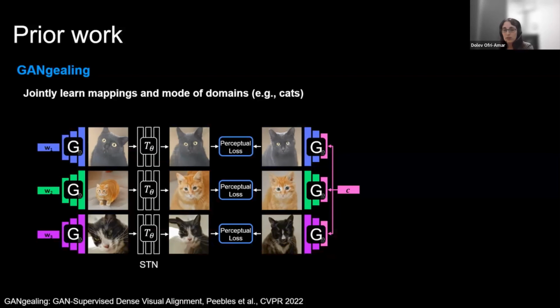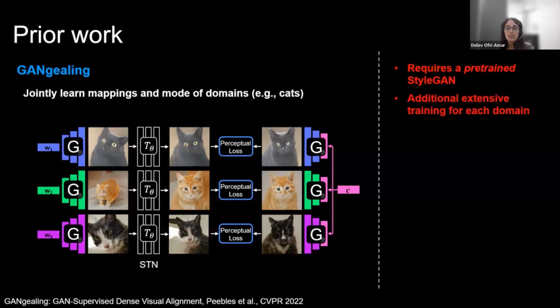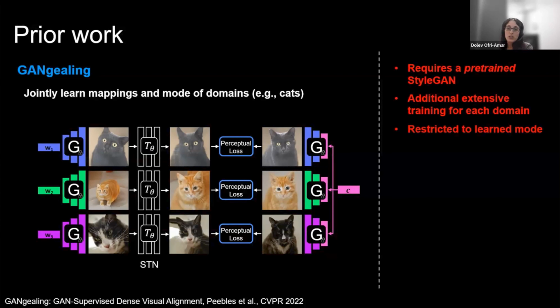However, they do hold a few downsides. So first of all, they require a StyleGAN that is pre-trained on the images which we want to align. And after that, they need to have additional extensive training for learning their mappings and their common mode. Also, they are restricted to the single mode that was learned across a whole domain. So for example, with what we see here, if we were to have a set of cats that contain both their heads and their bodies, this method would give us still only the alignment on the upper part of the cats only.